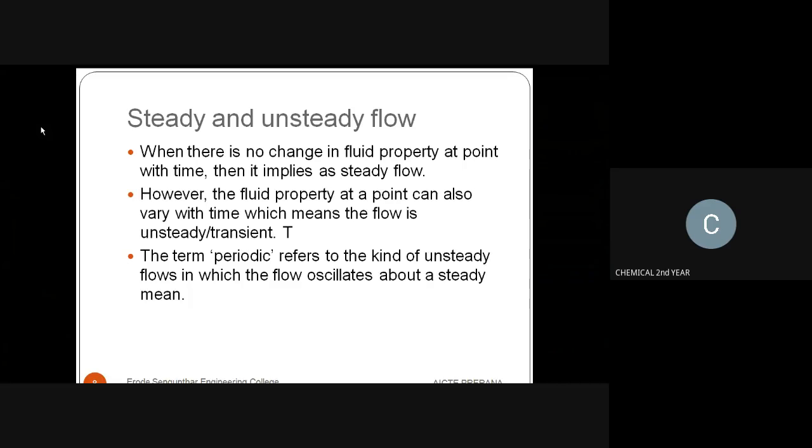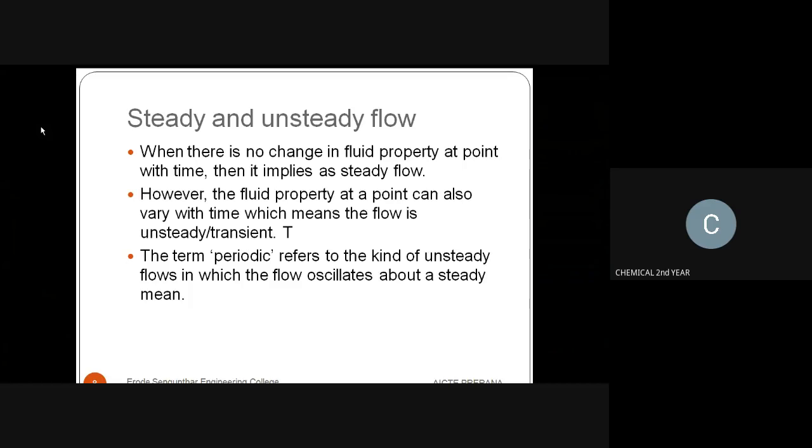So while we speak about steady and unsteady flow, when there is no change in fluid property at a point with time, that flow is considered to be steady flow. There will not be any change in the fluid property, right? However, the fluid property at a point can also vary with time. There is a possibility of variation of fluid property with time, which means there will be unsteady nature in the flow of the fluid.